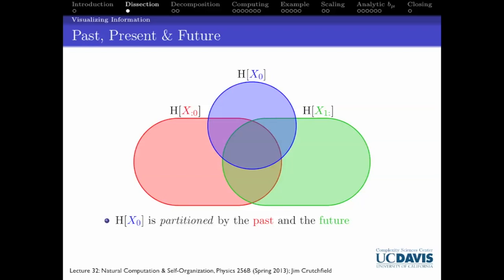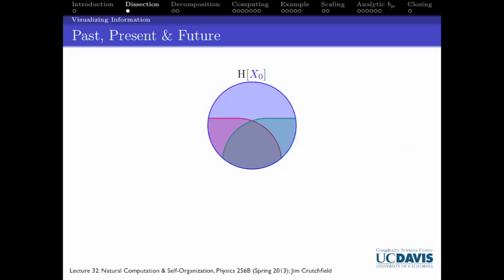H of x0, the information in the present, is partitioned by the past and future, and as I already said, there's this piece over here which we'll call sigma mu, and we're not going to talk about it anymore today, but it is an interesting measure in general. So it's just the mutual information between the past and the future conditioned on the present. Okay, so now we're just going to focus on h of x0 here, and this decomposition.